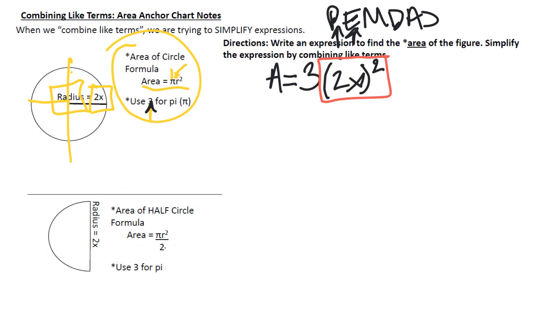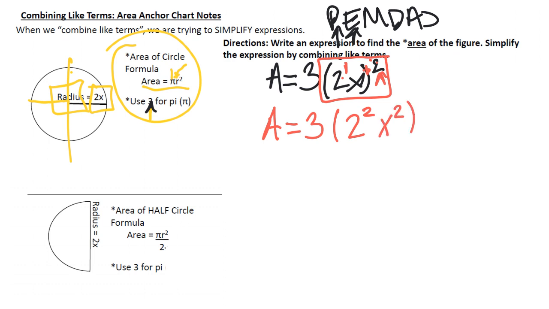Now I have to remember exponent rules. So this right here is a power rule. The power rule tells us that we're going to multiply this 2 times the exponents inside of the parentheses. 2 has an exponent of 1, x also has an exponent of 1 because there's only one of each. So really I'm going to multiply this 2 times 1 and then 2 times this 1 again. So if I did that, I would have area equals 3 times 2 to the power of 2 and now x to the power of 2.